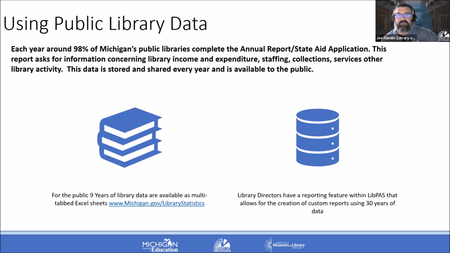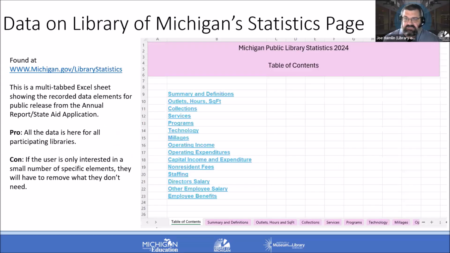For the public and for anybody who wants it, we have those on our website at michigan.gov/librarystatistics, and I'll show that in a second. But that gives you all of the data for 1 year. We also have 30 years' worth of data in LibPass, where a library director or library staff that has a LibPass account can go in and create a custom report just using the elements that they're interested in. So I'll take you there in just a second.